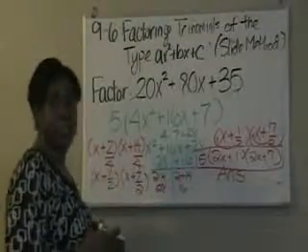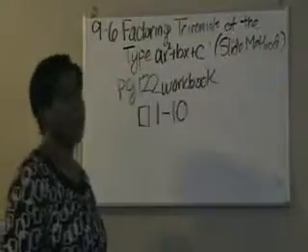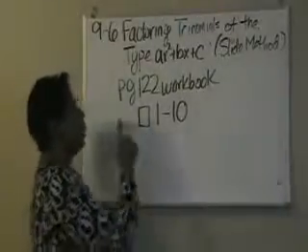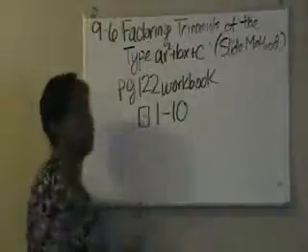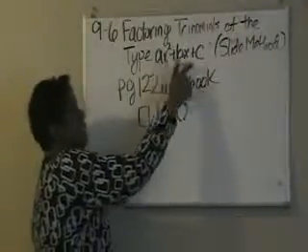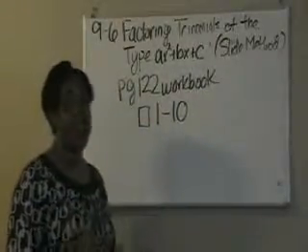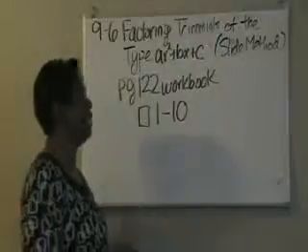Next, I'm going to give you your assignment that you need to do for this section, 9-6. Okay, now this is your assignment. It's coming out of the workbook, page 122. I want you to do 1 through 10. These are factoring problems of the type ax squared plus bx plus c. You're going to use the slide method, or if you want to use the box method or guess and check, that's your choice, but I showed you the slide method.